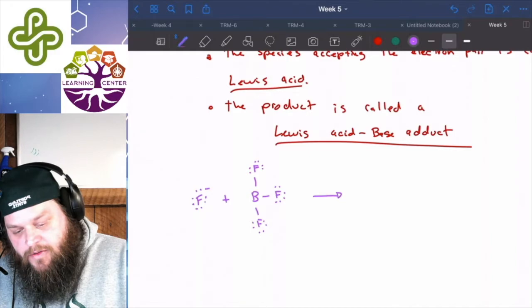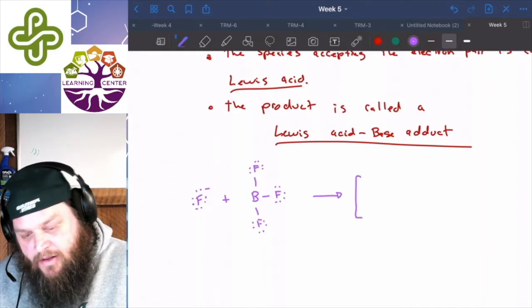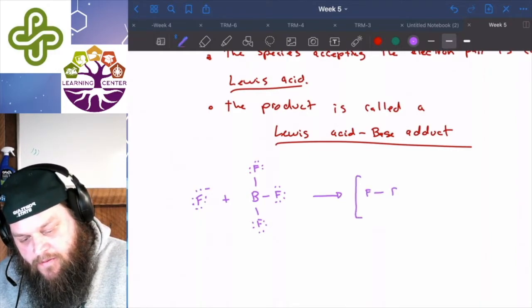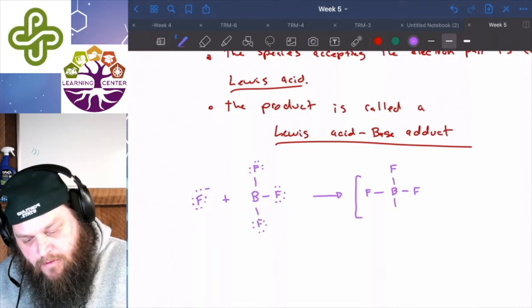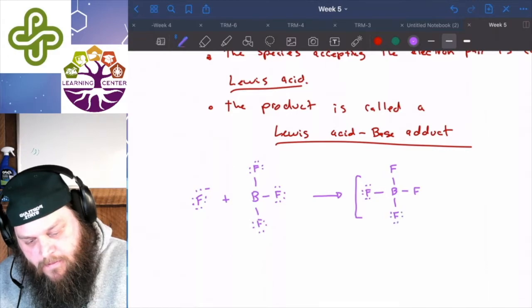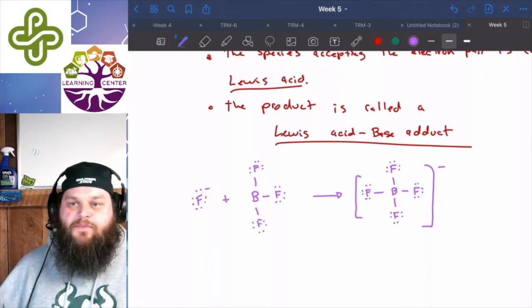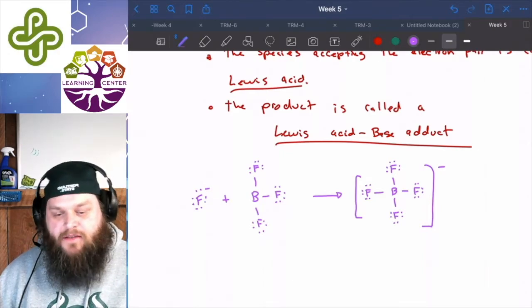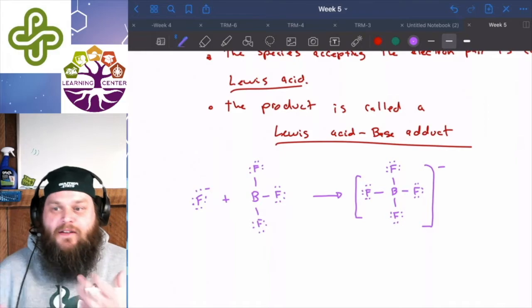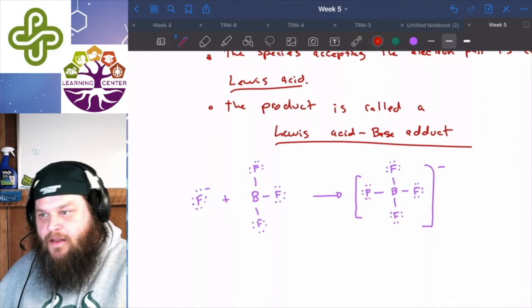So this is going to produce this adduct, where now we have boron tetrafluoride. And really that boron's going to be negatively charged, but we can just draw the whole complex species with a negative charge on the outside. And this is an example of a Lewis acid and a Lewis base.